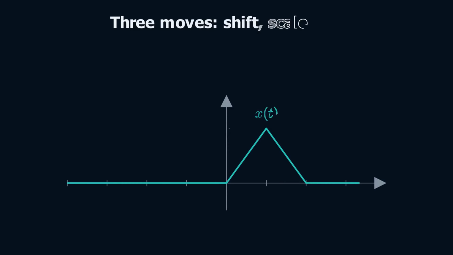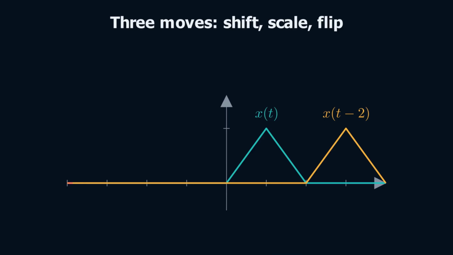Next, letter 1 of the second half: every complicated signal expression is built from just 3 moves applied to a basic shape. Here is our test signal, a triangle centered at t equals 1. Move 1, the shift. Replace t with t minus 2, and the whole shape slides right by 2. Minus means right, the signal happens later. This backwards feel trips everyone up once, internalize it now.